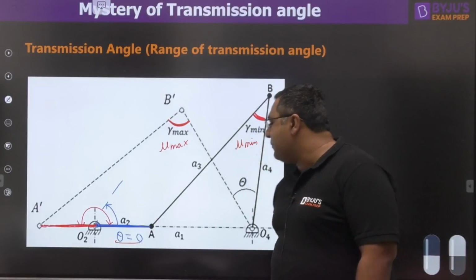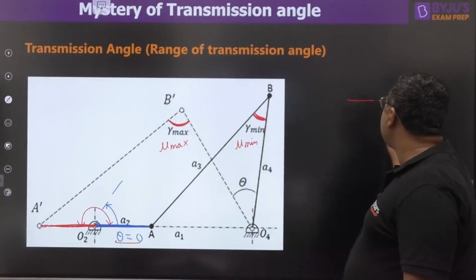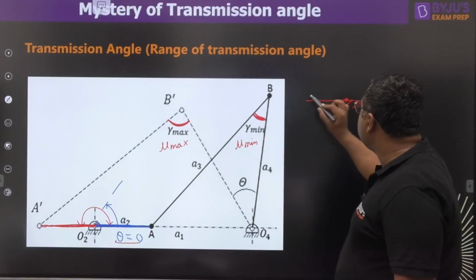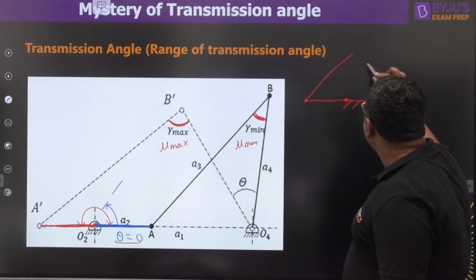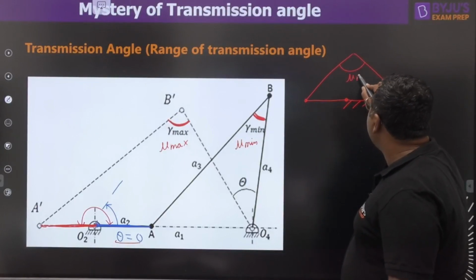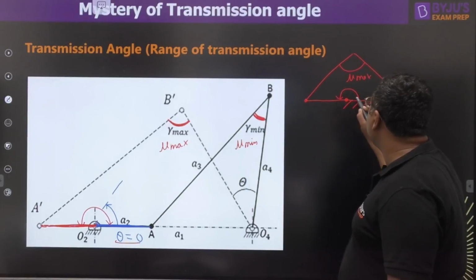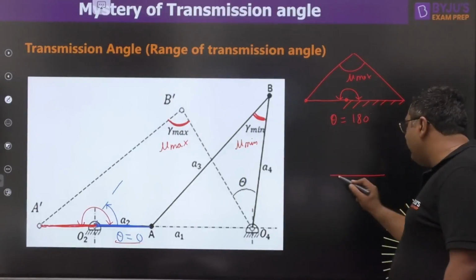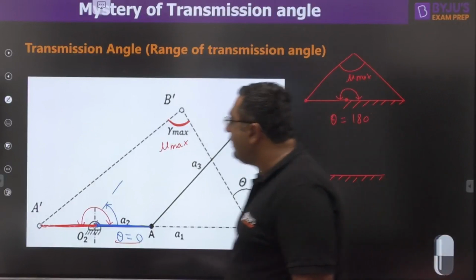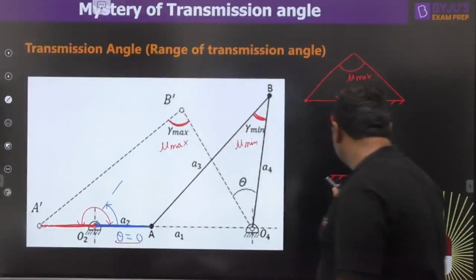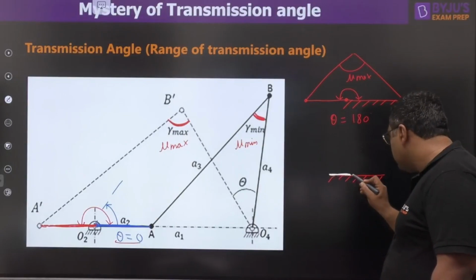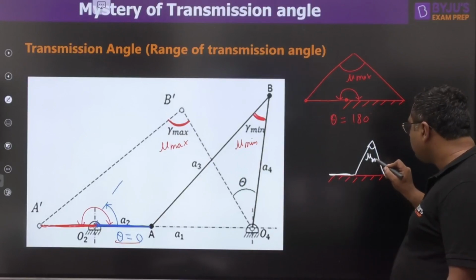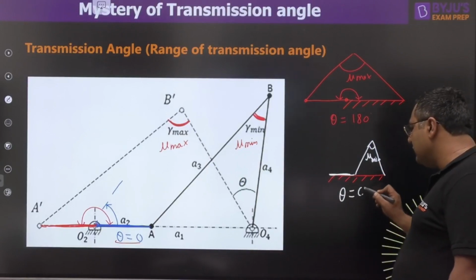So we will say this is the maximum value of transmission angle, and this is the minimum value of transmission angle. I can show you the diagram with much simplicity. If this is the fixed link, when we have the crank in this position, you will have mu to be maximum. This is the condition when theta is 180 degree. And when the crank makes an angle of 0 degree, the crank will be coming like this. So this angle is mu minimum. This is the condition when theta is 0 degree.